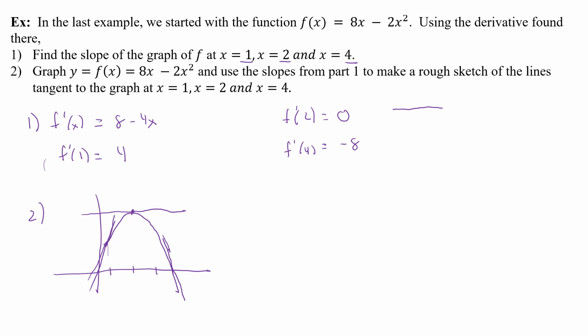So it's going to be really steep, and then it's going to get less steep, less steep, less steep, and then it's going to be 0 slope, and then it's going to get more steep, more steep, more steep as we keep going down like that. Okay, so that's how the slopes are going to work after we found our derivative.